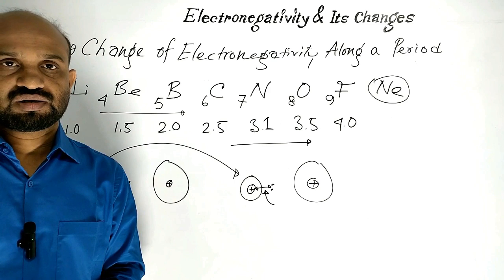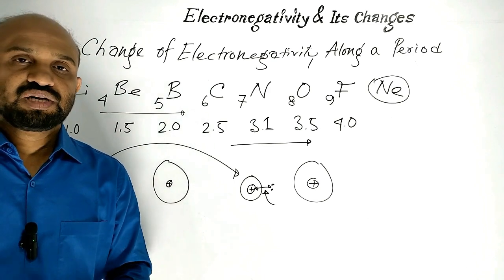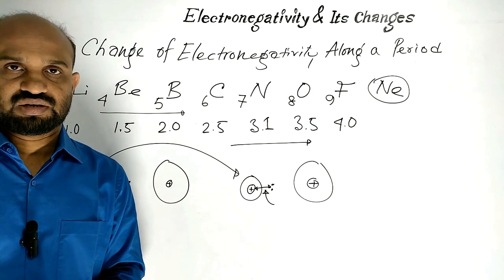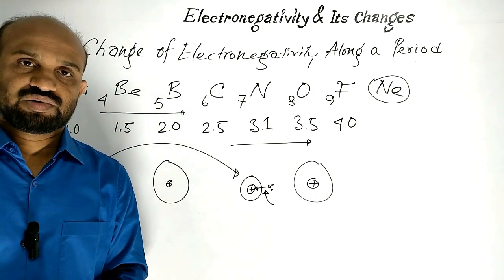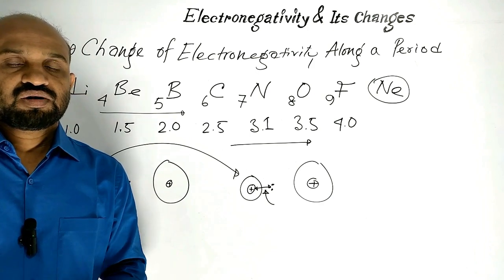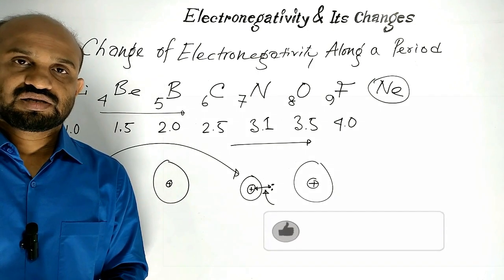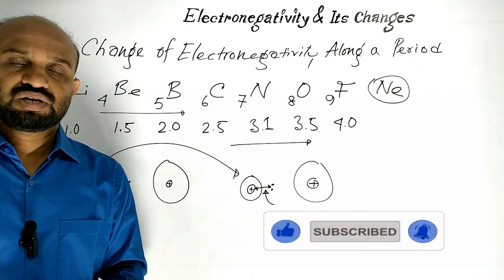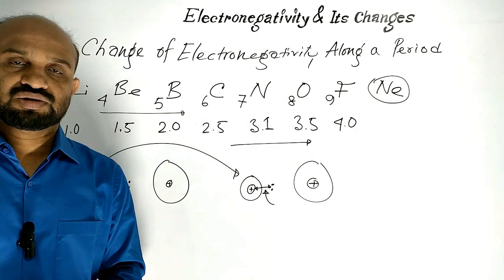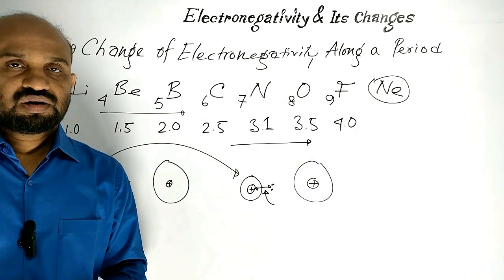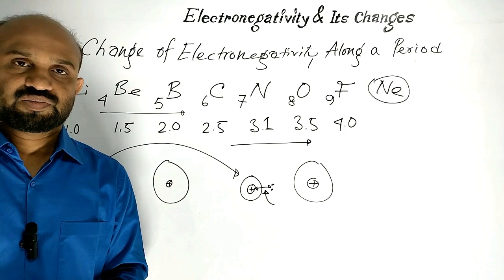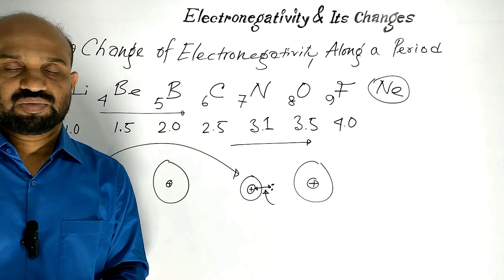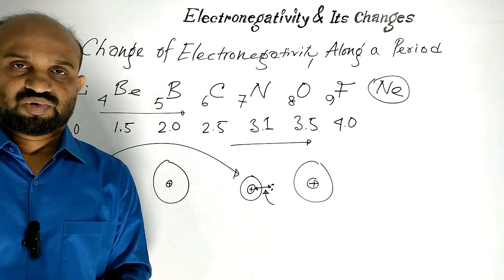That is 2 points. One is effective nuclear charge increases with the increase of atomic number from left to right. That is why electronegativity increases. Number 2, from left to right, atomic sizes decrease. When atomic sizes decrease, the distance between the nucleus and covalently bonded electrons decreases, and then attraction increases. That means electronegativity increases from left to right along a period. Let's move on to the next point.